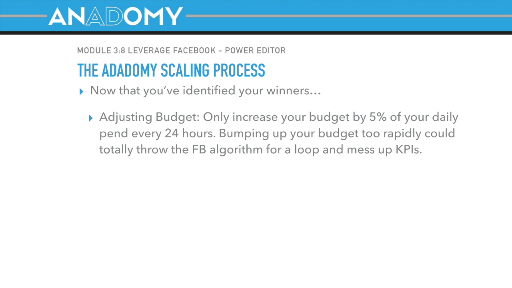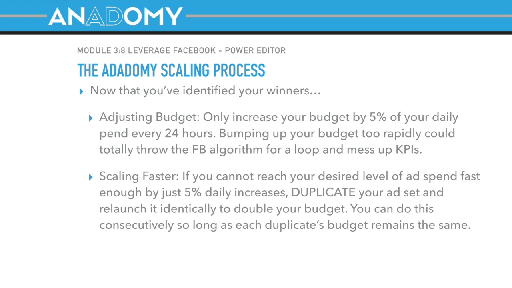Unfortunately, the way the Facebook algorithm works, if you take an ad set with a $20 budget and bump it up to $100 per day, you could totally mess things up. So the first thing you're going to do is increase your budget at 5% per day. That means you can go up 5%, wait 24 hours, go up 5% again. Now, depending on your time frame and your budget, going up by 5% per day may not be enough, so there is a way to scale faster.